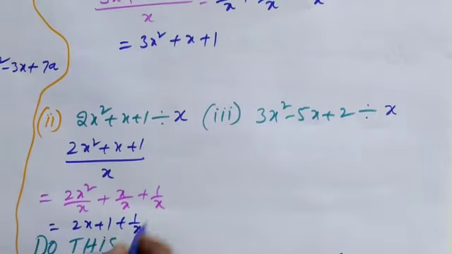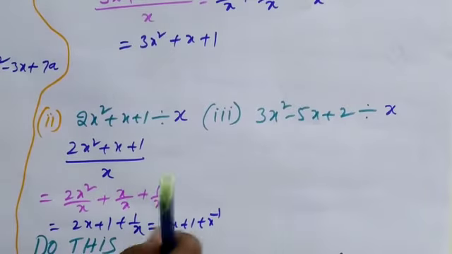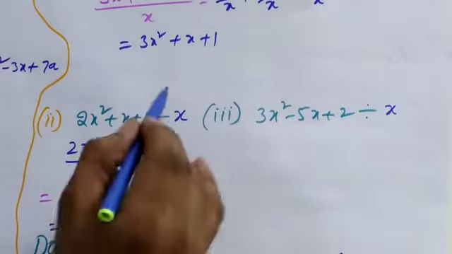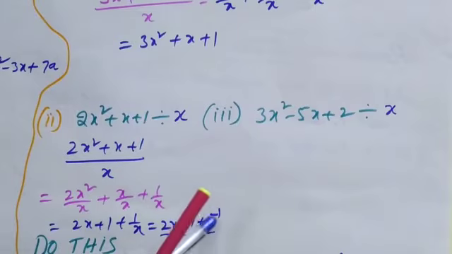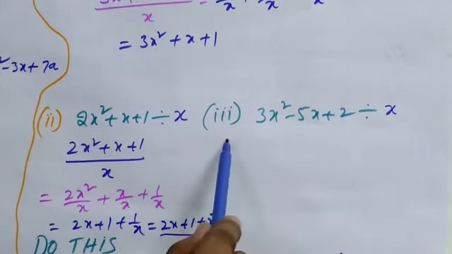For example, this is converted into 2x plus 1 plus x inverse. This is not a polynomial. Why? Because the degree of the variable is negative. What is the condition of a polynomial? The degree of the variable is always non-negative. Then that is called a polynomial. Otherwise, it is not a polynomial.